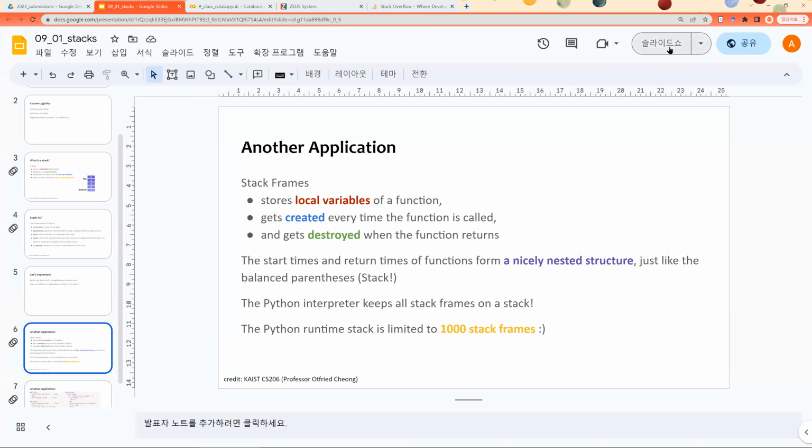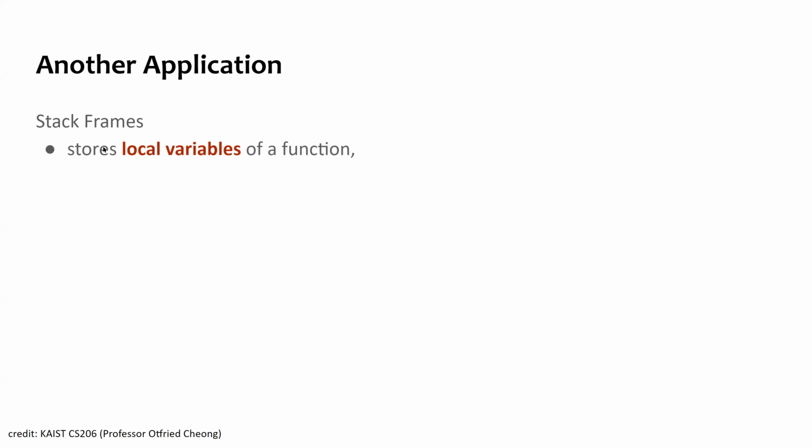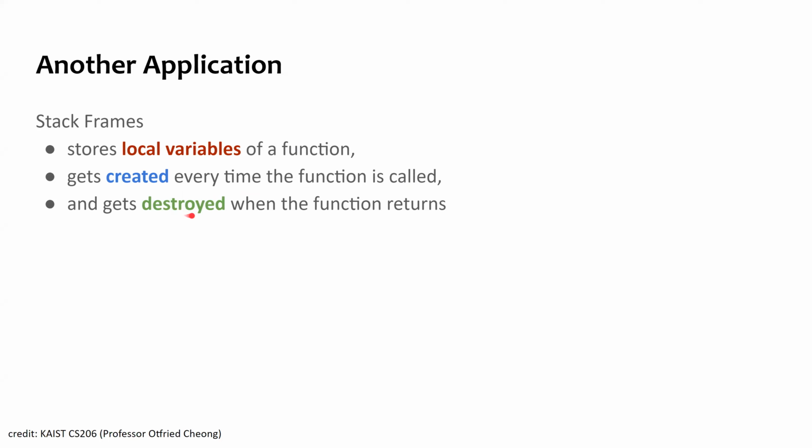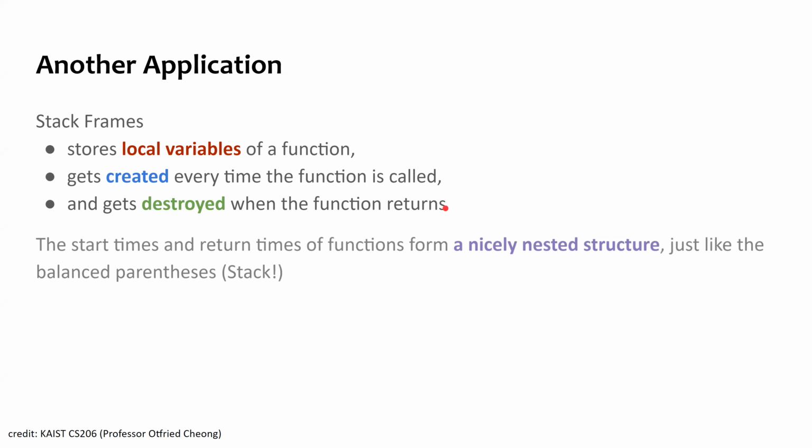Okay, so I told you that there is something called stack overflow error. And in fact, our computers have stacks. And stack frames store local variables of a function. It gets created every time a function is called and gets destroyed when the function returns. The start times and return times of functions form a nicely nested structure, just like the balanced parentheses. And this is actually a stack.